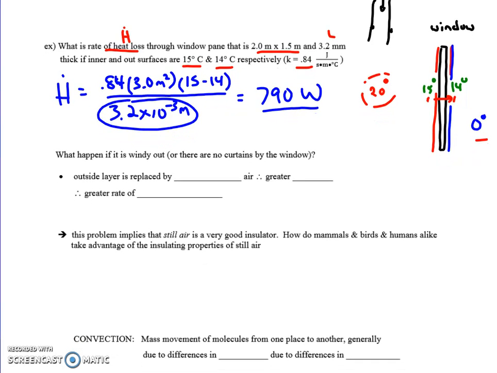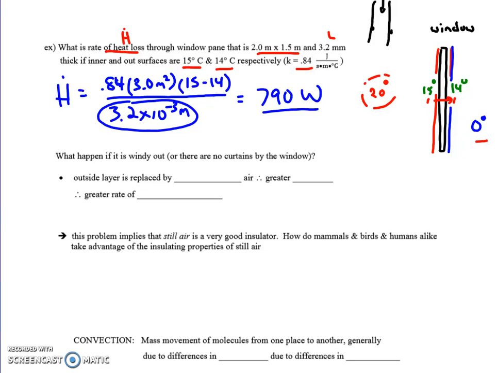So air being a very poor conductor, in other words, a very small number for K, will help offset that. It makes more sense to do that rather than a really thick piece of glass. The other option is just not to make the window so large, but generally you might want that for light purposes.